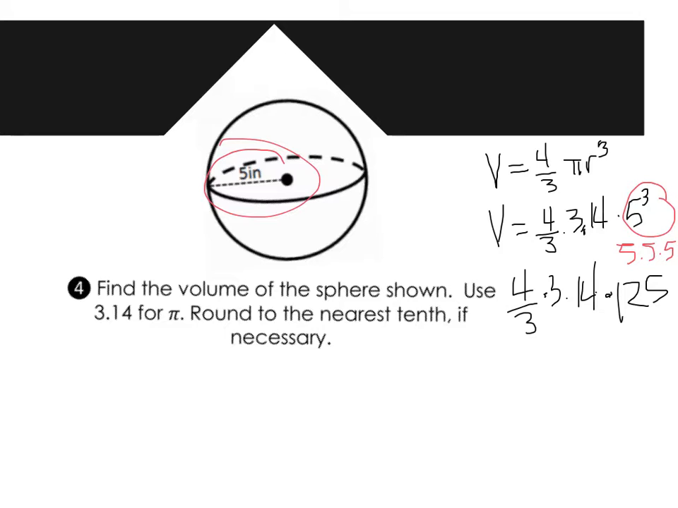Remember, when you put this in your calculator, you want to put your parentheses around your fraction. So when plugging this into our calculator, we find that the volume is equal to 523.3, repeating, but they told us to round to the nearest tenth, so 523.3.